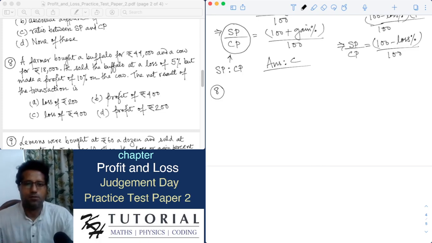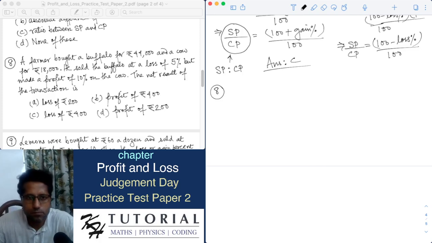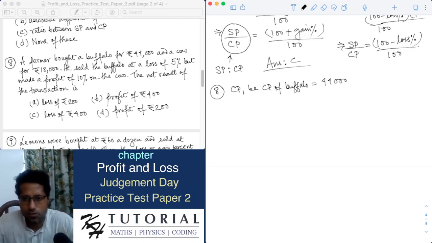Okay. So I am considering CP1 B, cost price of buffalo, is equal to 44,000. I am ignoring the rupee symbol, it is understood. So CP1 B, cost price of buffalo, is 44,000. CP2 B, cost price of cow, which is given to be 18,000.